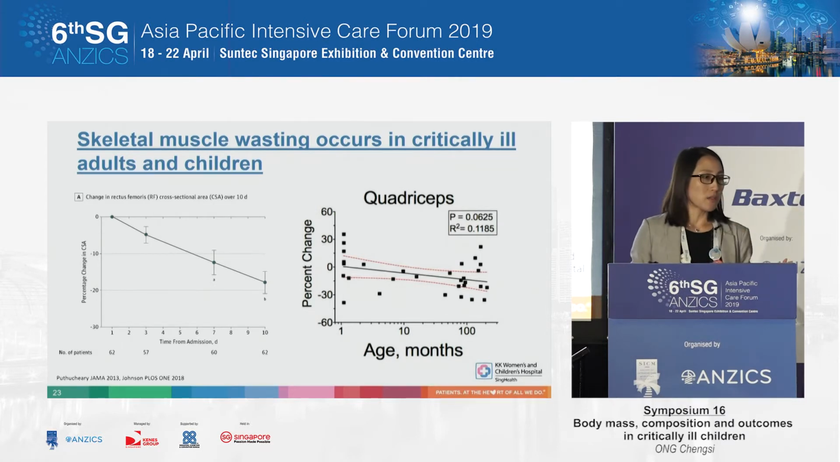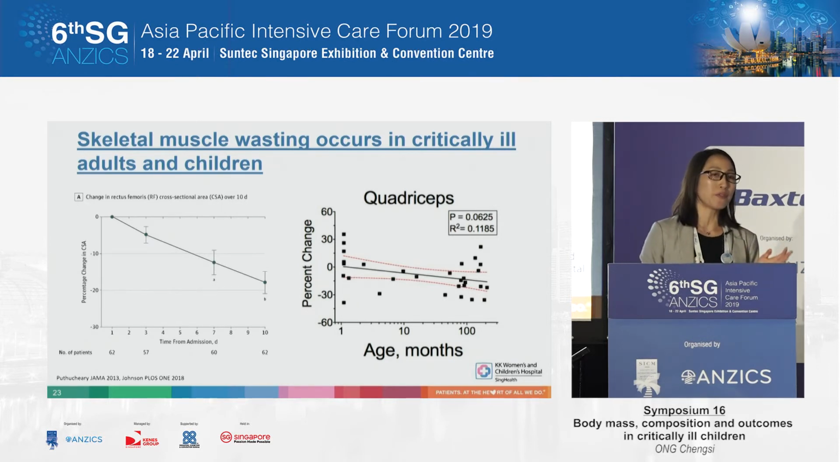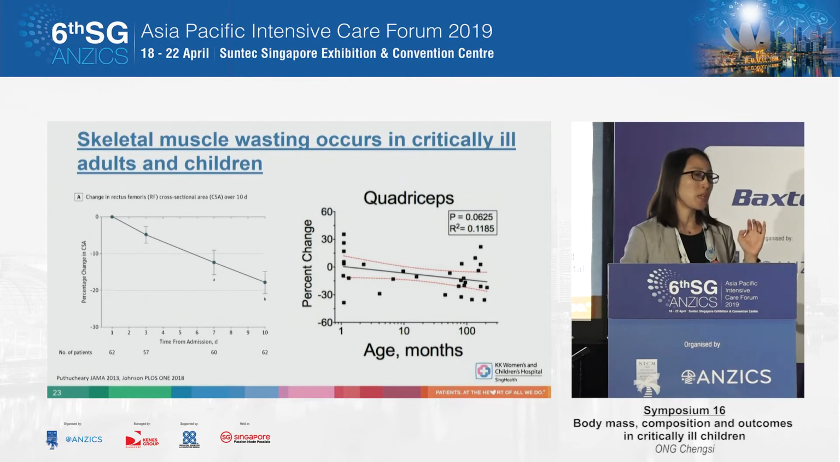So in adults, we've seen, this is data published by Puthucheary in JAMA in 2013 on the left. What they did was they measured the rectus femoris cross-sectional area using ultrasound. So that's one of the quadriceps muscles. And they saw that the cross-sectional area decreased with time in the ICU. And more recently, Johnson and his group published something similar that has been seen in children. So this is quadriceps muscles of the children.